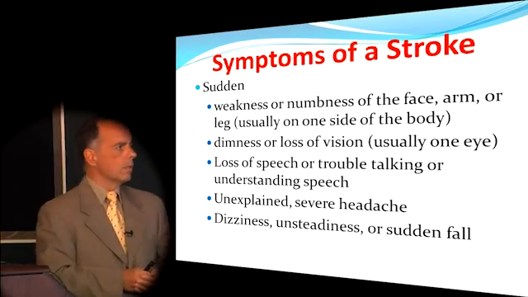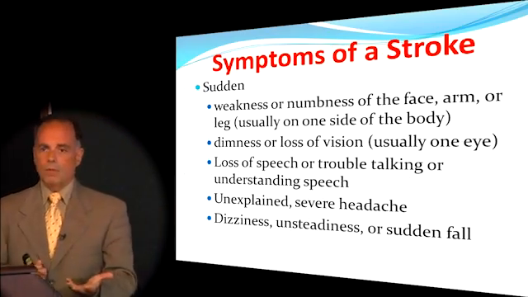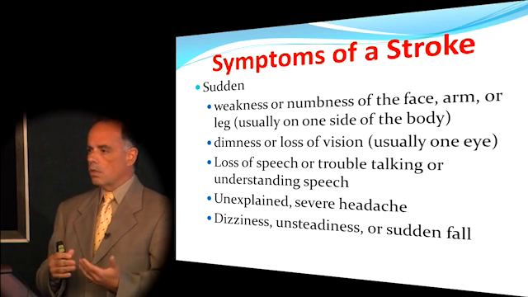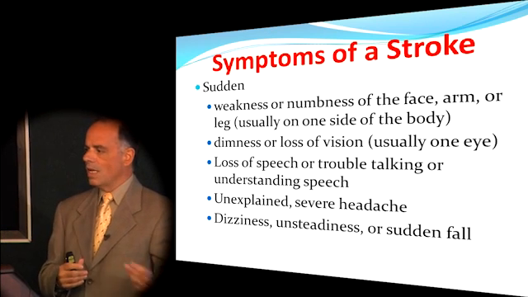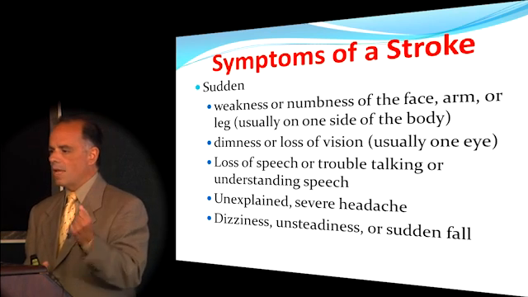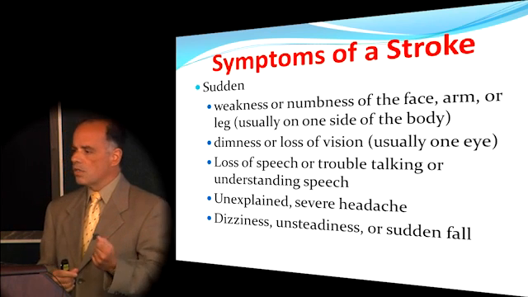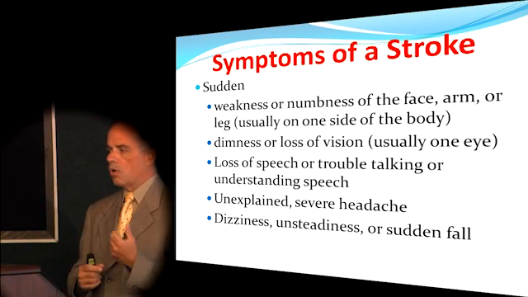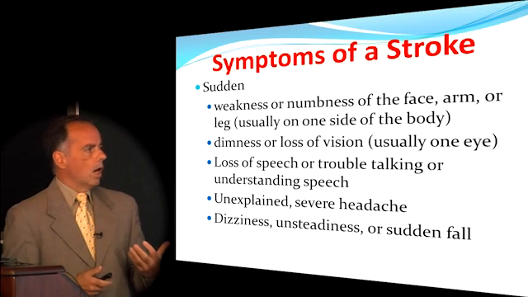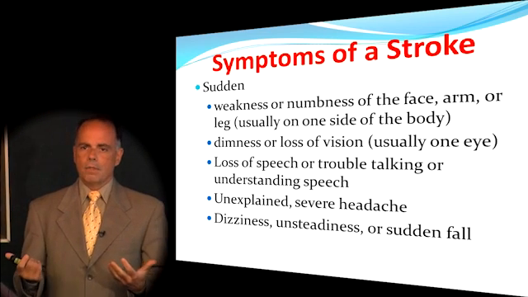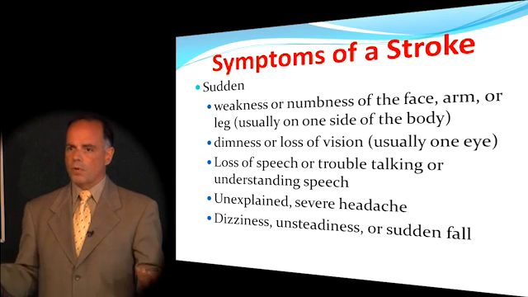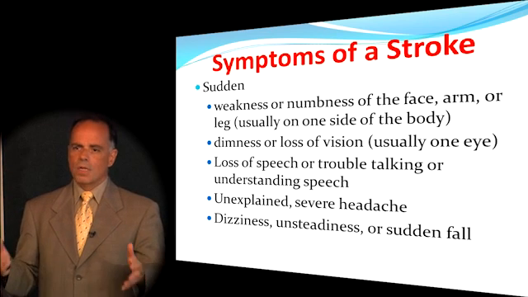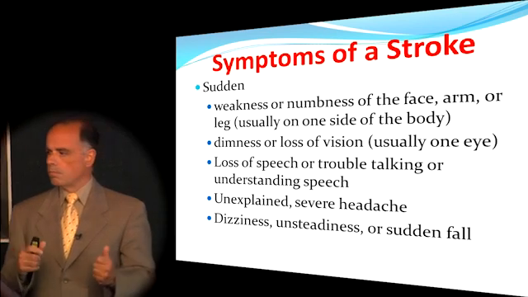How about a stroke? Stroke is not a subtle event. It's not something that's going to get worse and worse and worse. It's a sudden event, and something happens suddenly. Typically, it's a weakness or a numbness. It could be the face or the arm, and it's usually one side of the body. It's very unusual to have symptoms on both sides of the body. If you have weakness on both arms, it's not likely to be a stroke.